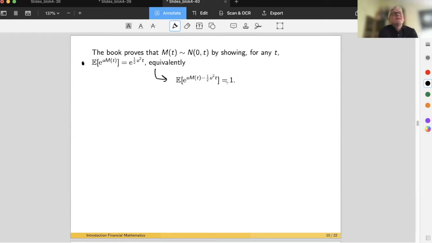Now, we have shown this in the past with W_t instead of M_t, by showing that the expression in the expectation operator is in fact an Ito process. So we have applied the Ito-Doeblin formula. And now with M_t instead of W_t, we will do the same.